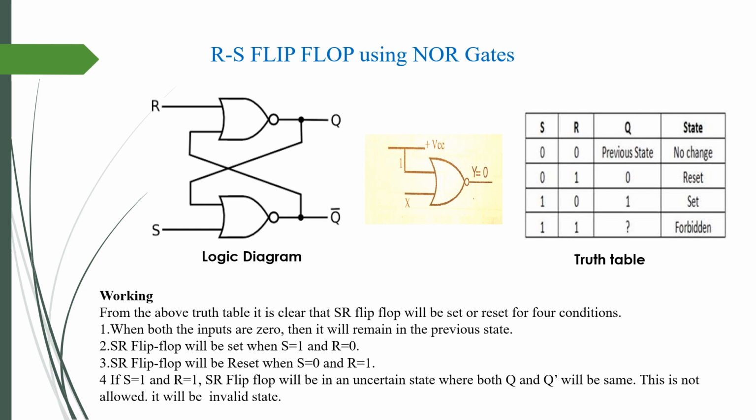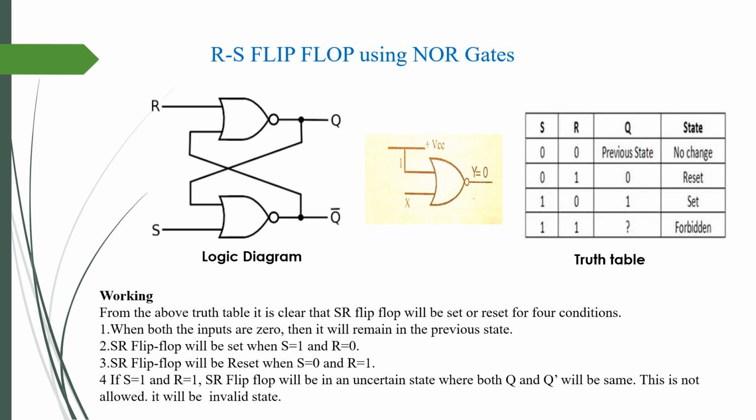Here you can see the truth table of the SR flip-flop. When both inputs are 0, that means when S is equal to 0 and R is equal to 0, the flip-flop will not change its state. It will remain in the previous state or last state. Hence it is known as the no change condition.